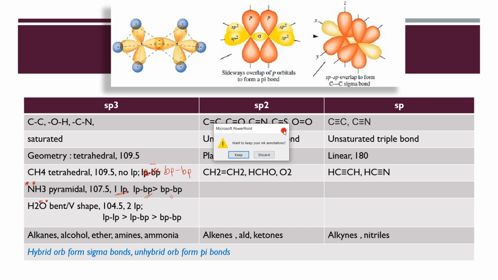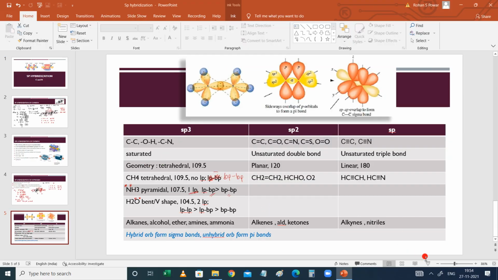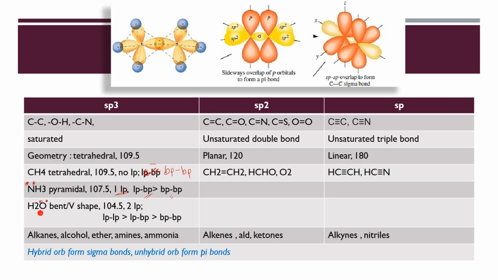Sorry about that. Just a second. There are two lone pairs of electrons. Now see, the shapes also I've mentioned over here. You can go and watch the sp3 hybridization video, I've explained everything in that. And because of this increased repulsion, the bonds come closer to each other and the geometry changes. And these are the examples you can see over here.